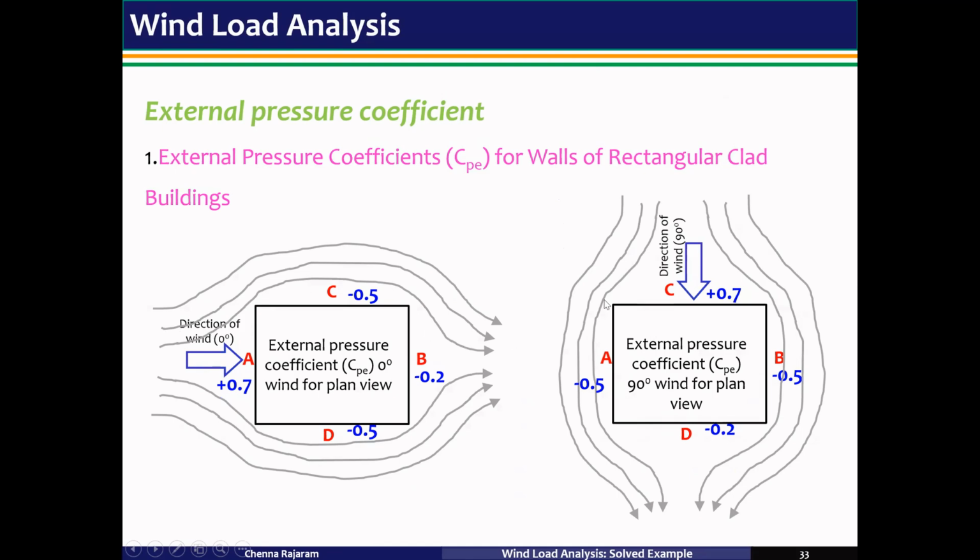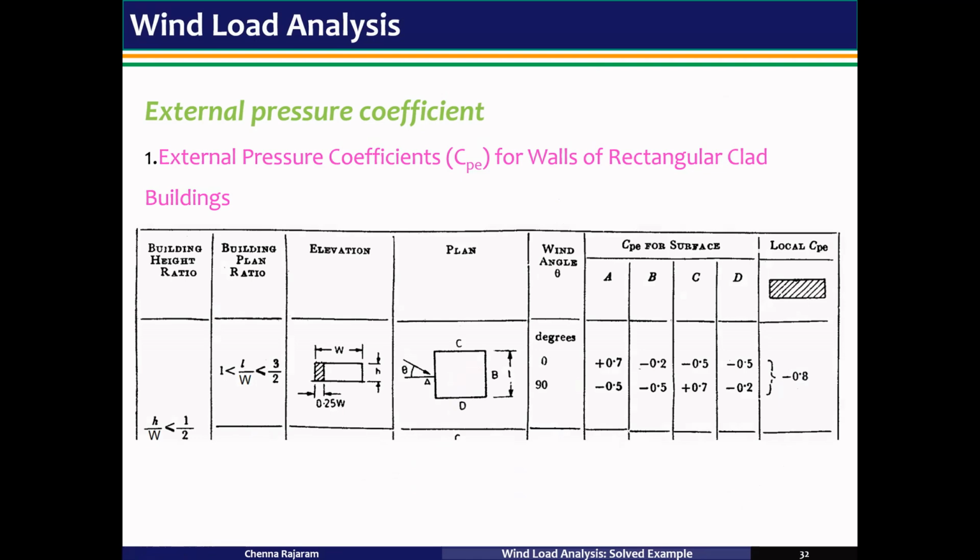Now this is the direction of the wind, where the direction of the wind is 90 degrees. The coefficient values are at A minus 0.5, at B minus 0.5, at C plus 0.7, at D minus 0.2. Now you can see the similar values here: minus 0.5, minus 0.5, plus 0.7 and minus 0.2. So these coefficient values are for the building plan ratio that is in between 1 to 1.5.